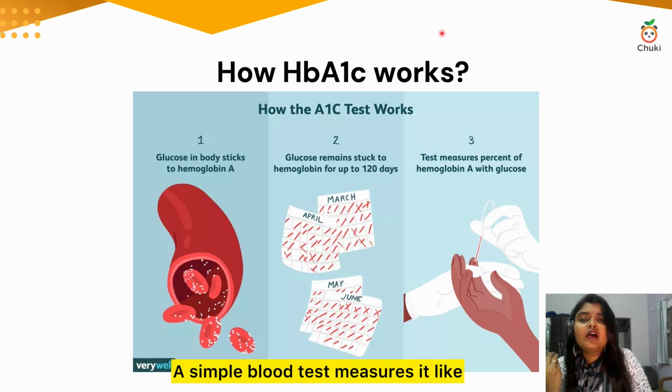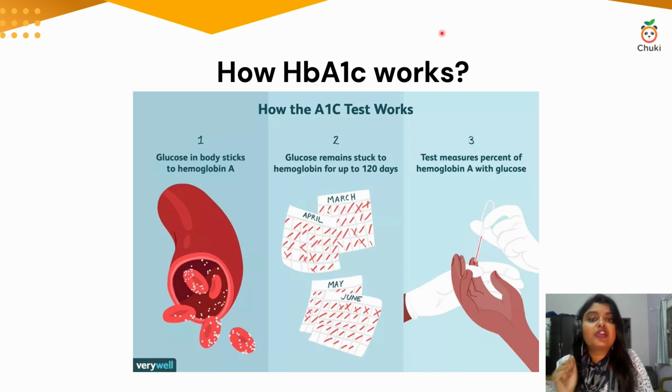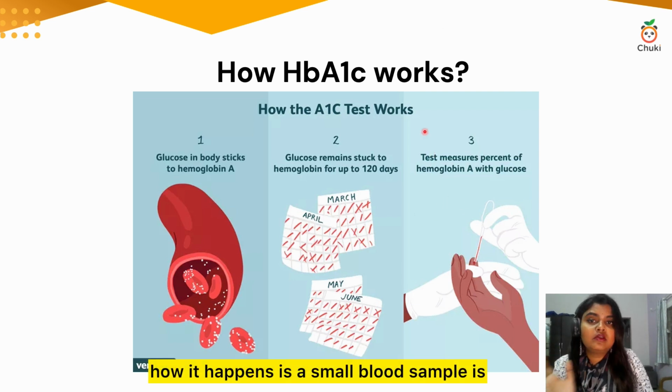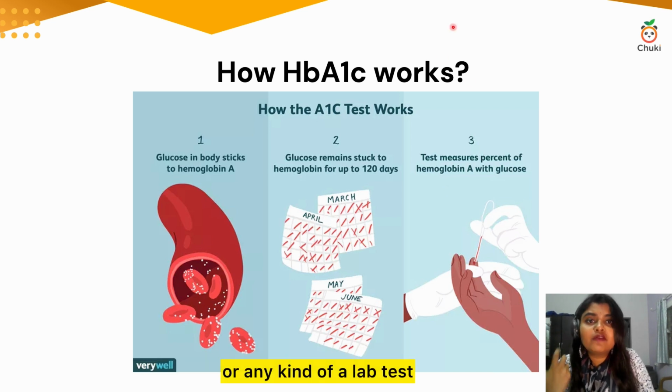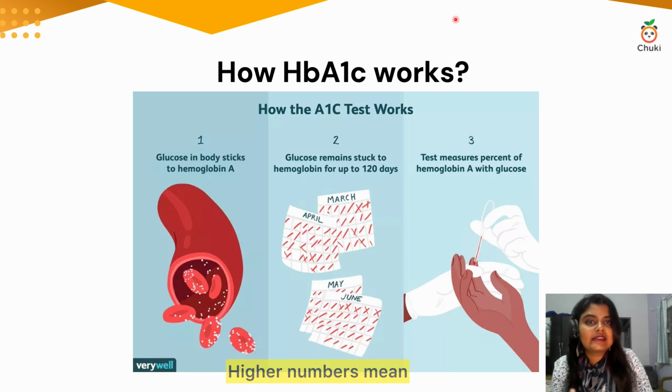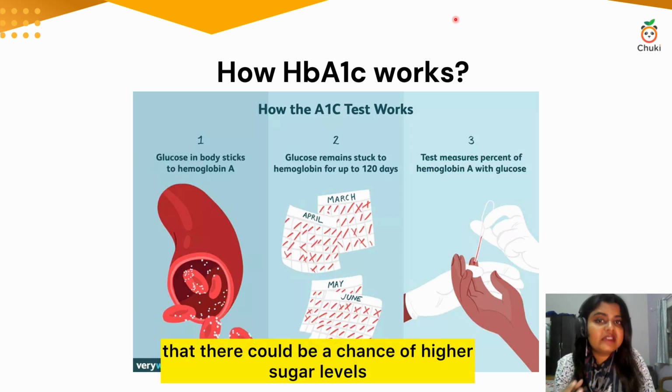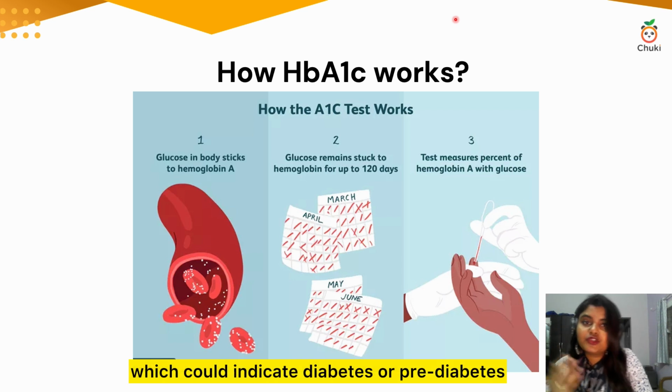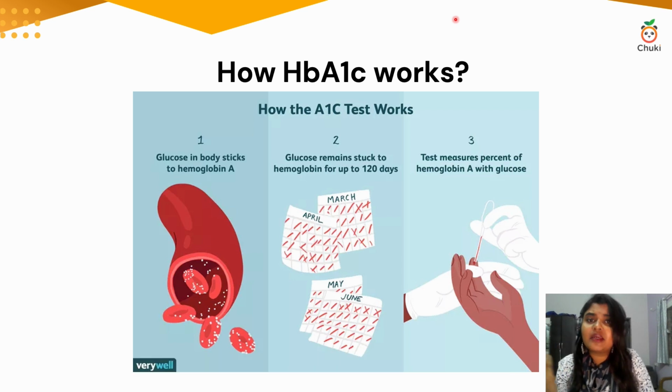A simple blood test measures it. How it happens is a small blood sample is taken, by a finger prick or any kind of lab test. The test is going to show how much percentage of sugar is coated on the blood cells. Higher numbers mean that there could be a chance of higher sugar levels, which could indicate diabetes or pre-diabetes.